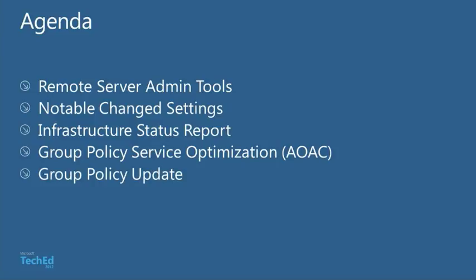Group policy update. Did anyone know roughly how often group policy updates on a client? Yell it out. 40, no, a bit higher. 90. Yeah, I heard 90 somewhere. So every 90 minutes or so, group policy updates. But wouldn't it be nice if there was a way to get group policy out quicker than 90 minutes? Yes, there is. It's called group policy update. I'm going to show you how to configure and implement that in your environment. It's pretty cool.